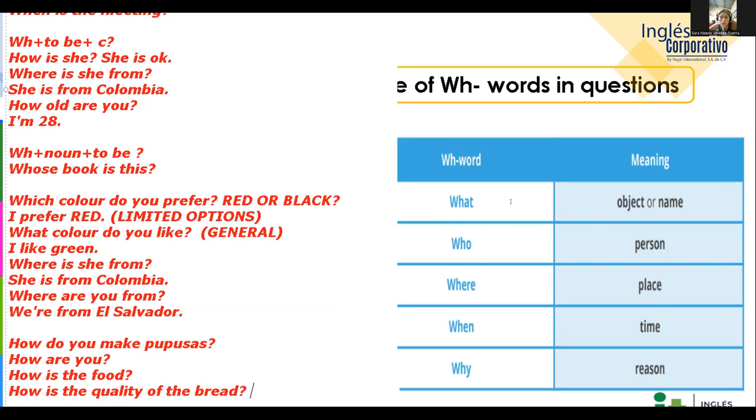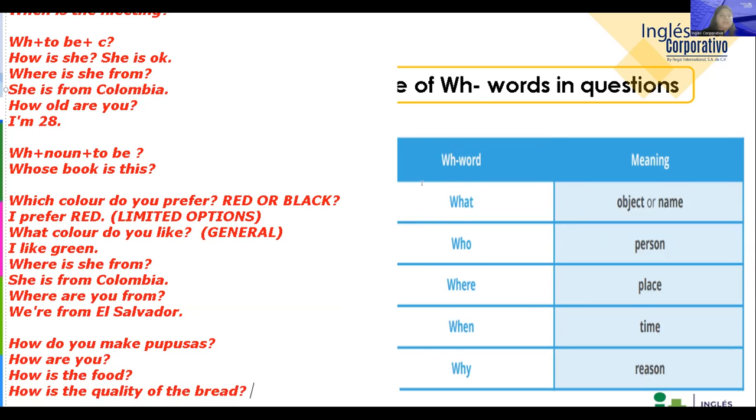Here, acá. Es que estoy desde el teléfono. Mueva ahí el cursor. Sería el what. What, who, where, when, why. Ok, and the meaning? What, object or name; who, person; where, place; when, time; and why, reason.